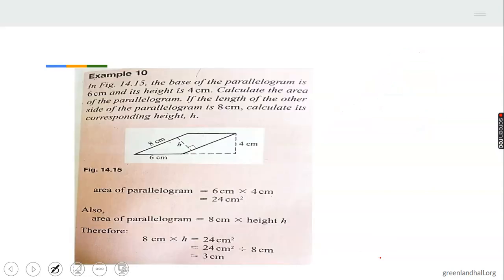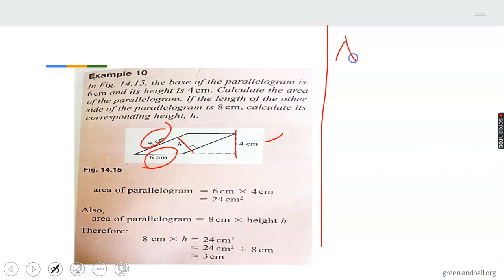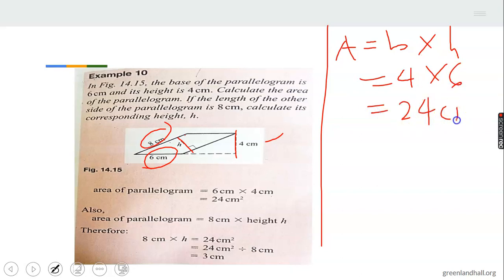Now, look at this example. We have one height here. We have another height here. This height is for this base, while this height here is for this base. Now, how do we get the area of the parallelogram? A equals base times height. Let's use the one that is complete. This one is not complete. Equals 4 times 6. That is equal to 24 centimeters square.